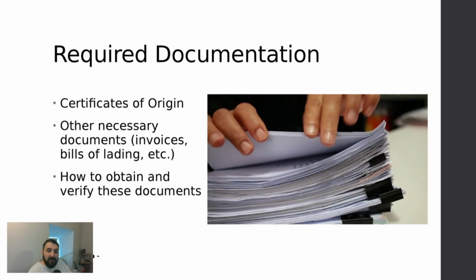Invoices list what you're shipping and how much it costs, whereas bills of lading are contracts between you and the transporter showing where the goods are going and who will get them. To get these documents, you usually apply through trade organizations or government offices. It's important to check that all papers are correct and match your goods. This helps make sure your products qualify for the best trade deals and avoid problems at customs.